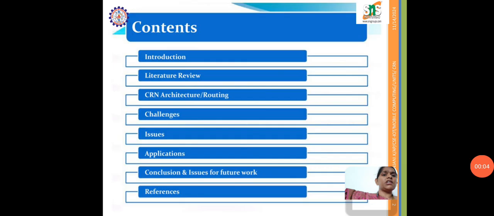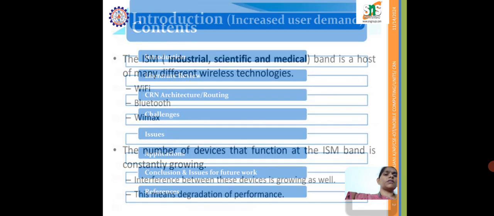So in today's content we are going to see the introduction of cognitive radio networks and literature review, the architecture, what are the challenges faced in cognitive radio networks, the issues and its applications, and conclusions and also future work.